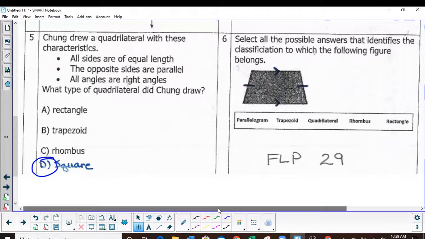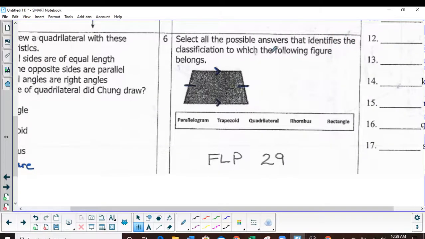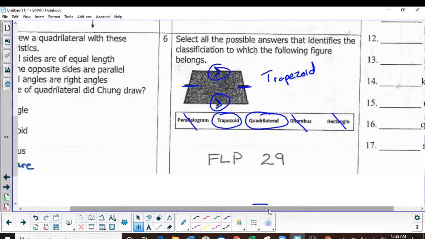Okay. Number 6 says select all possible answers that identify the classification of the following figure. This is actually an isosceles trapezoid because this side and that side are congruent. Okay, and it has exactly 1 pair, which is right here, of parallel sides. So it's not a parallelogram. It is a trapezoid. Is it a quad? Yeah, it's got 4 sides, so it's a quad. Is it a rhombus? Nope. Is it a rectangle? No. Okay. Takes care of those.